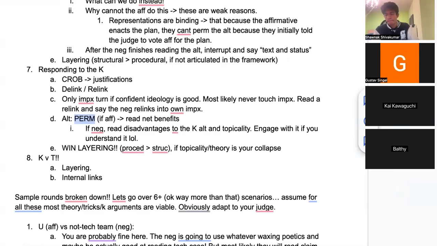Wait, real quick. Why does it seem like most teams, when they perm the K, do it as an advocacy instead of a test of competition? Why do they do that? I feel like it's more strategic to do test of competition. Yeah, so you can run it as both. The reason is, for example, Timothy Zhu in his paradigm defaults to perms being advocacies when the neg reads an advocacy. Oh, sorry, that's stupid. He defaults to it being an advocacy when it's on the pre-fiat layer.